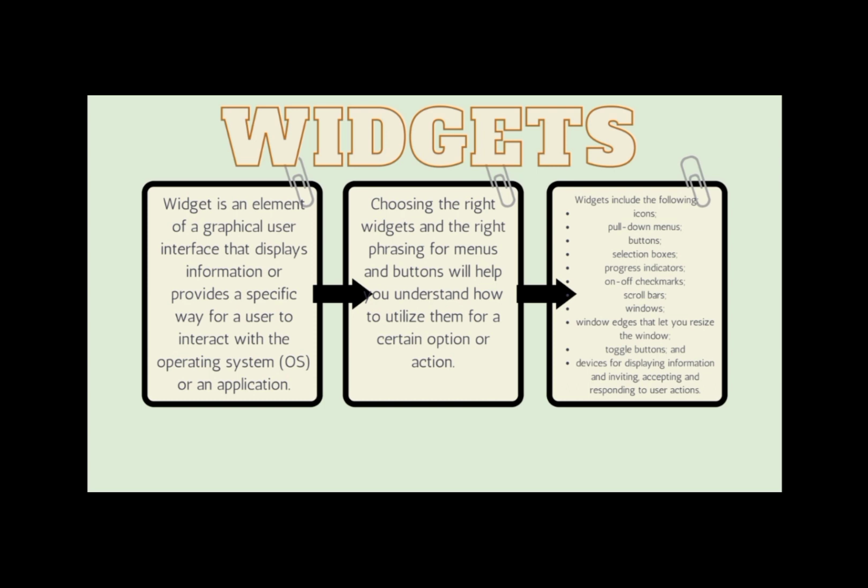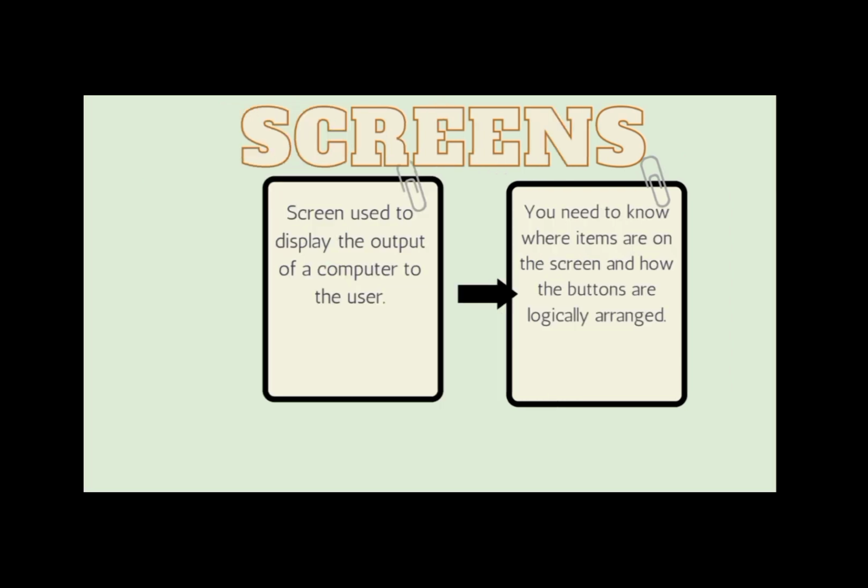Widgets include the following: icons, pull-down menus, buttons, selection boxes, progress indicators, on-off checkmarks, scroll bars, windows, window resizing, the window toggle button, and devices for supplying information, inviting, accepting, and responding to user action. Screen. A screen is used to display the output of a computer to the user. You need to know where items are on the screen and how the buttons are logically arranged.